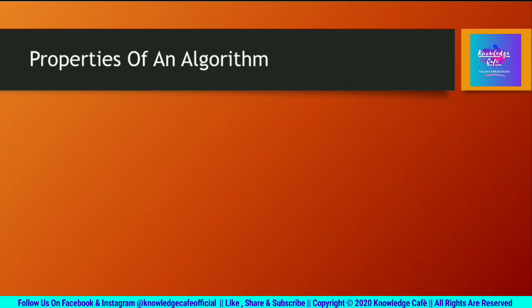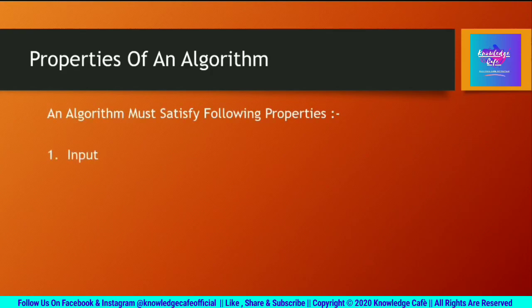Now what are the properties of an algorithm? Let's see. An algorithm must satisfy the following properties. First, input. An operation performed needs some beginning value associated with the operation, so the values are given to an algorithm before it begins. Second, output. An algorithm must produce the desired result after a fixed number of steps.